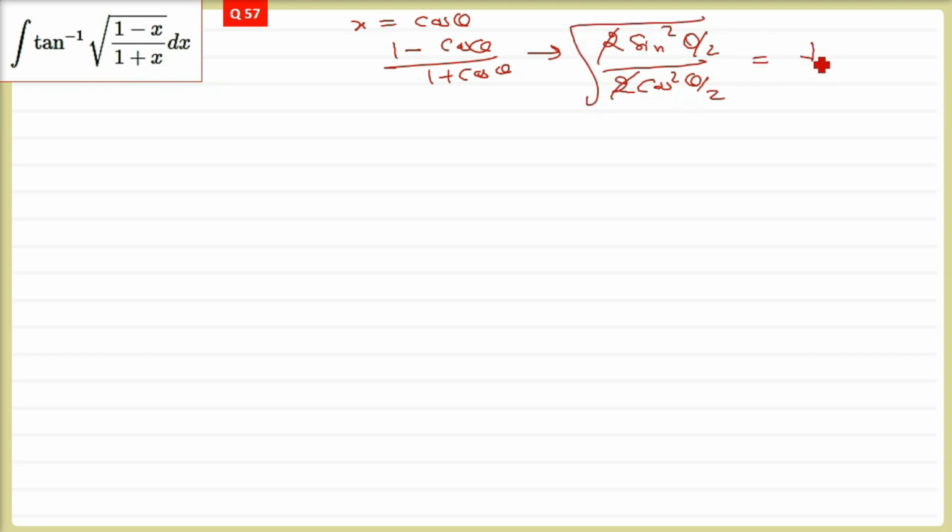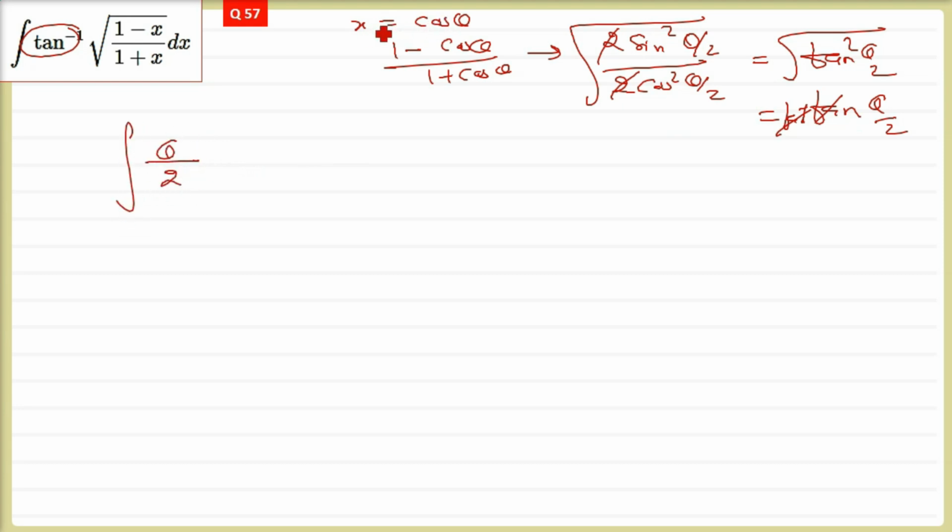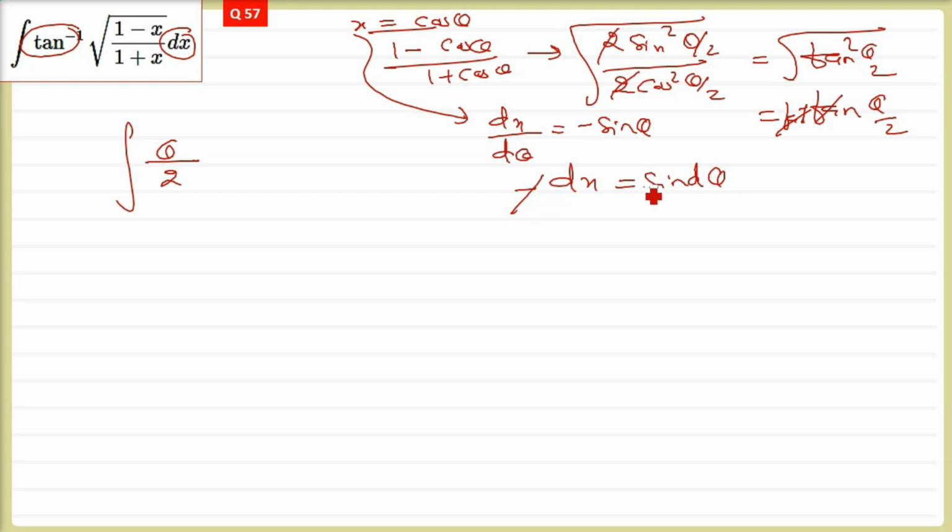This is inside an under root. So sine square theta by 2 divided by cos square theta by 2 will be tan square theta by 2. And when it is inside an under root, this will only be tan theta by 2. Now you already have a tan inverse here, so when you apply tan inverse, this can get cancelled. So you are just dealing with this theta by 2. But dx is also there. So you need to find out theta, which is cos inverse x, because you will be replacing theta some time or other. For dx, let's differentiate this. dx by d theta will be equal to minus sine theta. dx will be, or negative you can take this side, negative dx will be sine theta d theta.